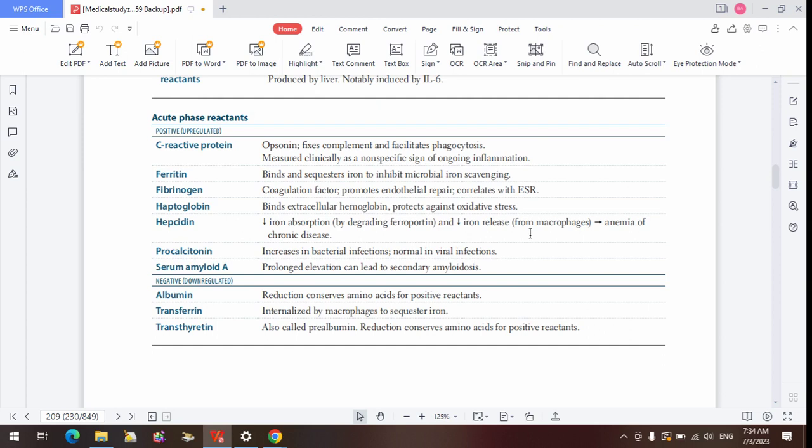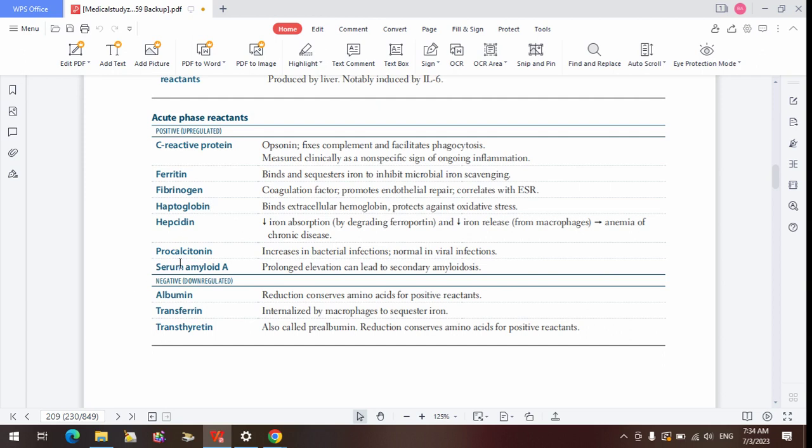That is the mechanism of anemia of chronic disease. In chronic disease, there's elaboration of hepcidin because it is an acute phase reactant, and chronic disease is a chronic inflammatory state. Because of that, hepcidin will degrade the ferroportin in the intestine, so iron cannot be absorbed. It will also inhibit the macrophages from releasing iron. That means there's little iron available for the bone marrow to form red blood cells, so there will be anemia of chronic disease because of hepcidin.